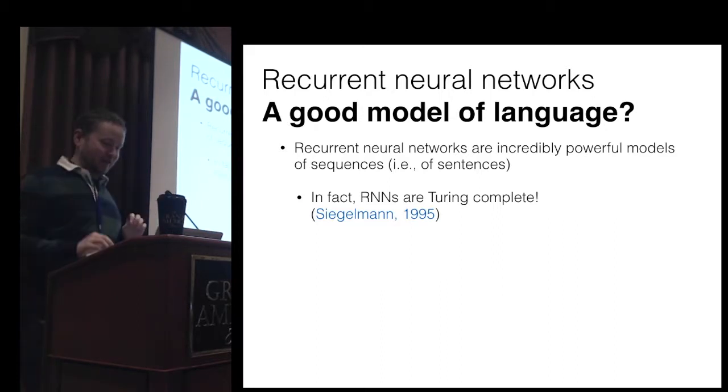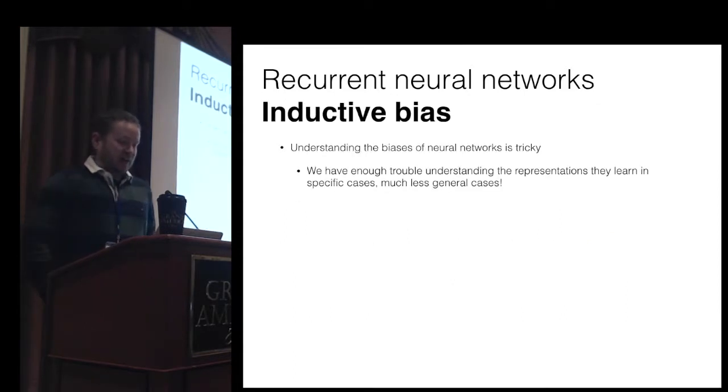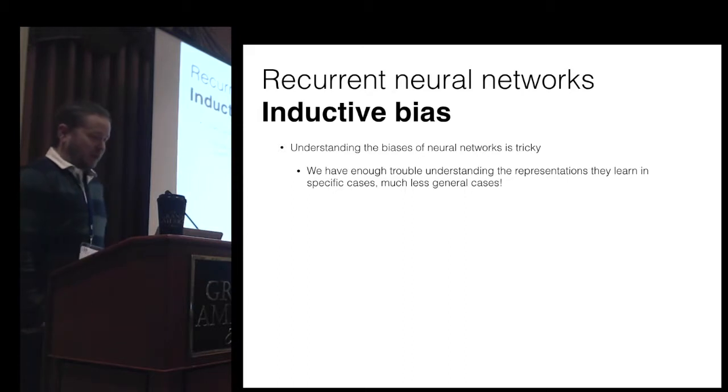But we're not going to immediately give up on them. We're going to ask, do they make good generalizations anyway from finite samples of data? Maybe they just don't use all of that excess capacity. So what we're going to focus on in this talk is the nature of the inductive biases that recurrent neural networks have. Then we're going to introduce a variant of recurrent neural networks for natural language called recurrent neural network grammars that are going to have more appropriate biases for learning natural language. So let's start by talking about recurrent neural networks and what their inductive biases are.